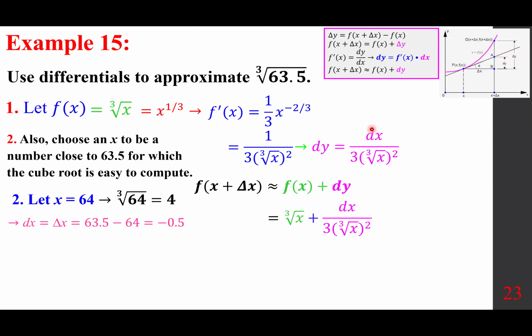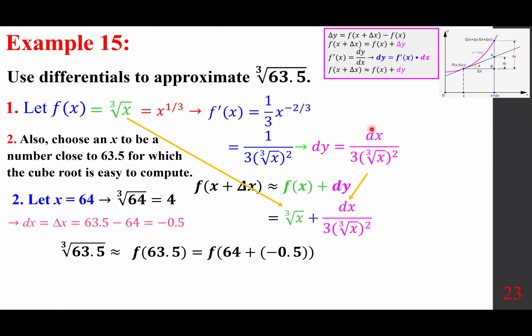We replace f of x, we replace dy, and now we are in business. Cube root, okay, that's where they come from. Cube root of 63.5, that means f of 63.5, which means f of 64 plus delta x, which is negative 0.5, which means into this, anywhere you see x, replace 64. dx, replace with negative 0.5. That's the meaning of it. Let's do that.